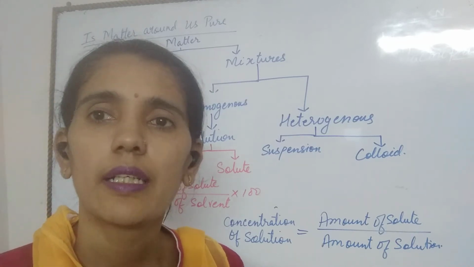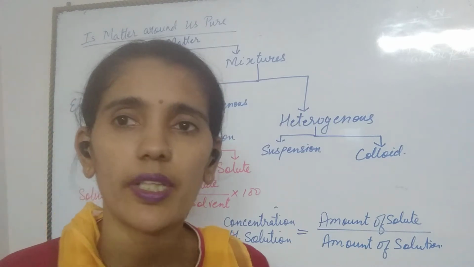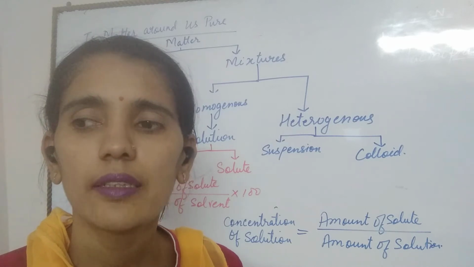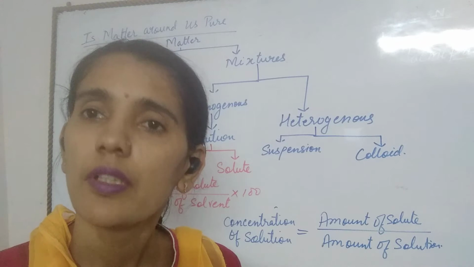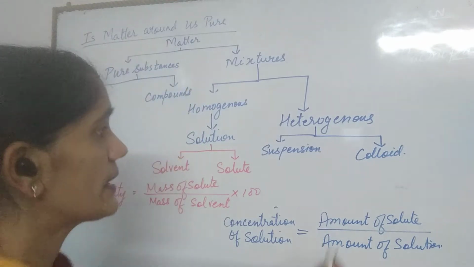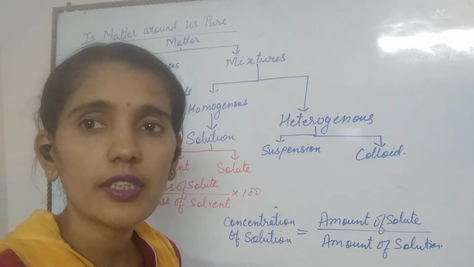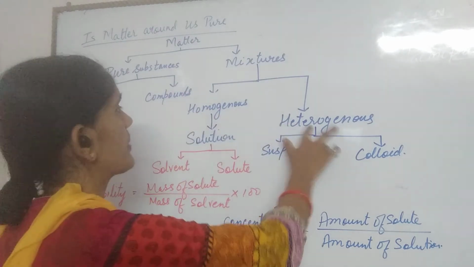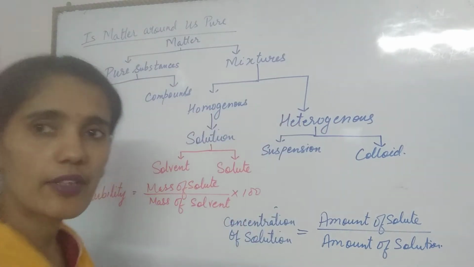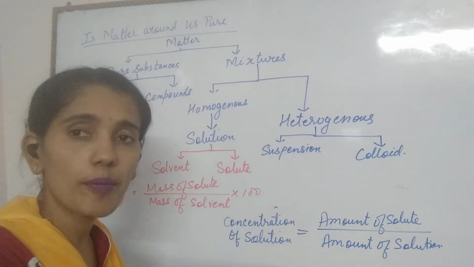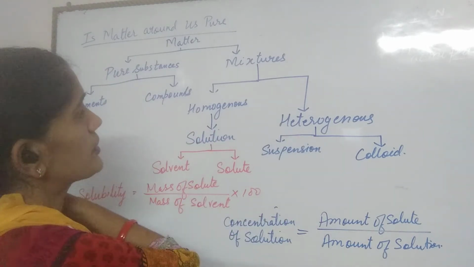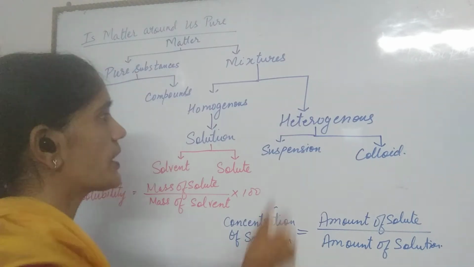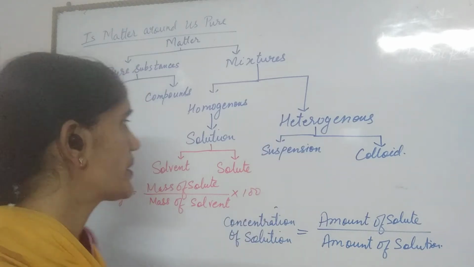For solution, I've given you the example of sugar in water, salt in water. Then for suspension, sand in water. And for colloid, I've given you the example of milk. I've told you that a colloid looks like a homogeneous mixture, but it is actually heterogeneous. In that class, I have explained what homogeneous and heterogeneous mean. Homogeneous means uniform composition and heterogeneous means non-uniform composition, or we can say that we can easily observe the different components of that particular mixture.